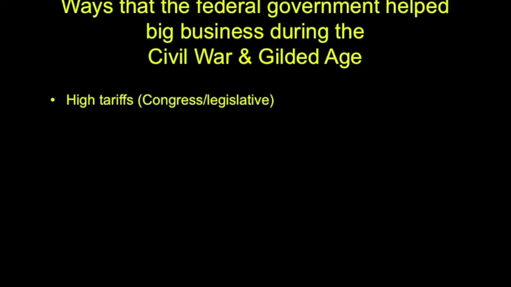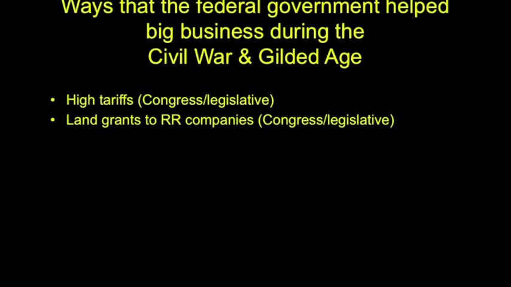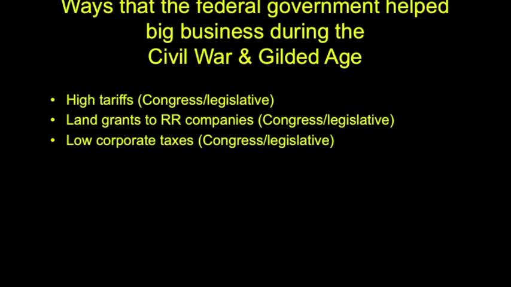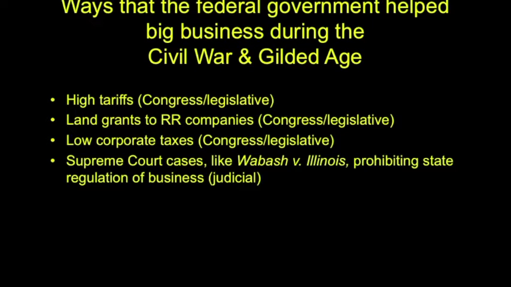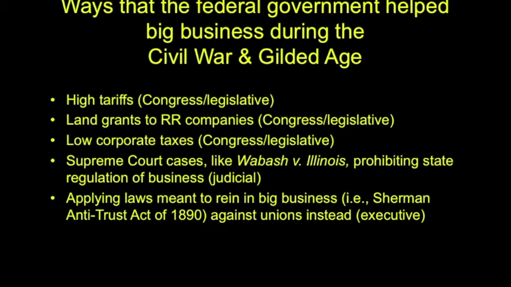For example, Congress kept tariffs on imported goods high, leading American consumers to purchase American manufacturers, which were thus cheaper thanks to the tariffs. Congress also gave away enormous tracts of public lands to railroad companies and kept taxes on most big corporations very low. After the Civil War, the Supreme Court also decided a series of cases like the 1886 Wabash v. Illinois in favor of business. And even when Congress did pass laws intended to curtail the monopolistic tendencies of Gilded Age corporations, the executive branch applied those laws against labor unions instead of big business.